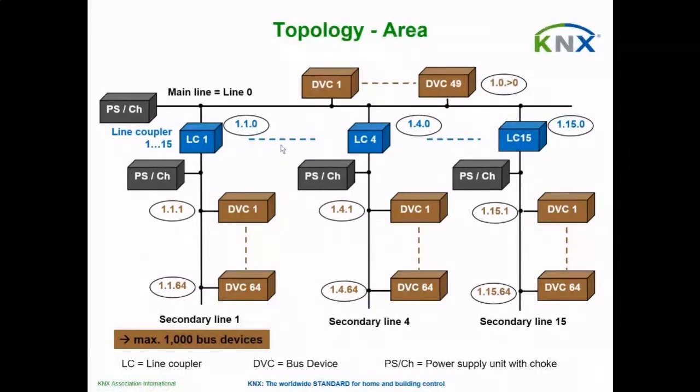And you can see the topology lays itself out very friendly to buildings. Very often we'll see a main line in a building goes up the backbone of the building, and each line then could possibly be a floor in the building. Every building is different and every structure is different, but this is a useful layout and it's often laid out like this.